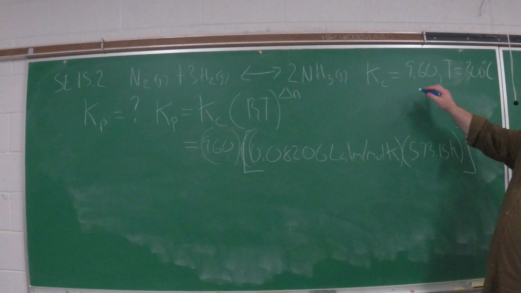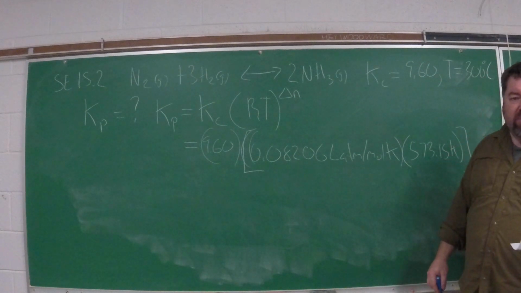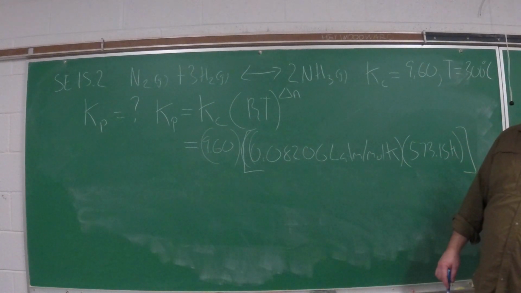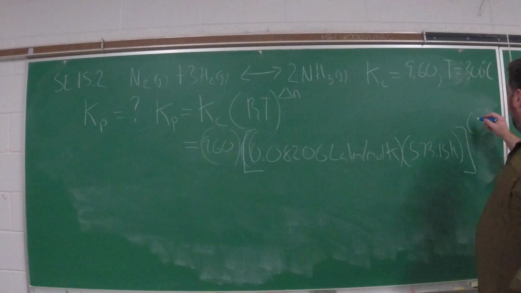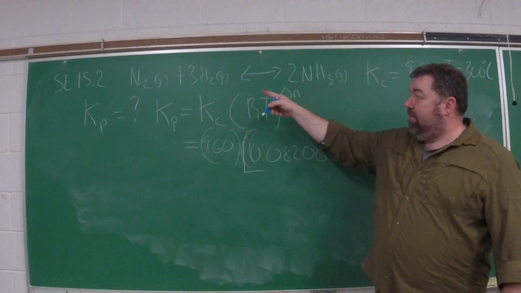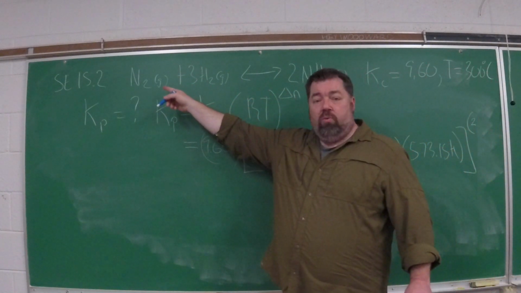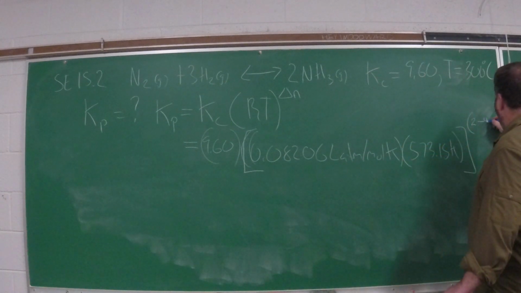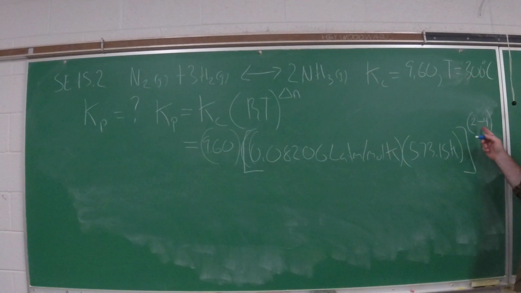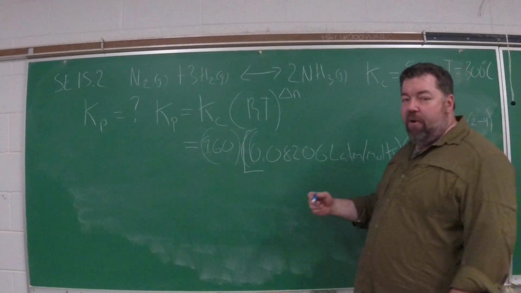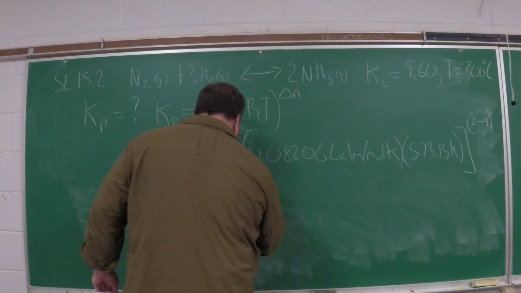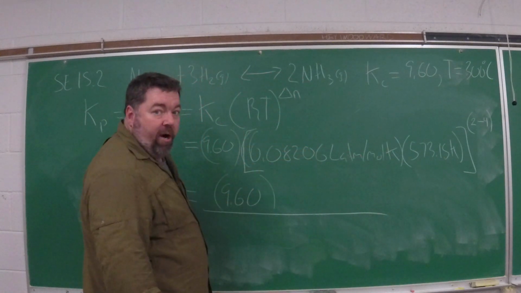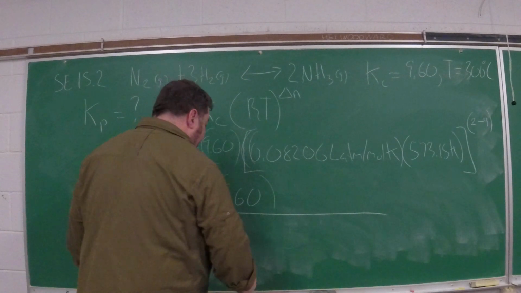Close my brackets. Again, delta N is the number of moles of gaseous product minus moles of gaseous reactant. So here we have 2 moles. What do we have over here? We have 3 plus 1, 4. So 2 minus 4. That's going to give us -2. Okay? What does the negative sign mean? That means it's going to move down to the denominator. If I write this out, which I will, we're going to divide it by that squared. That's what the -2 is going to mean.